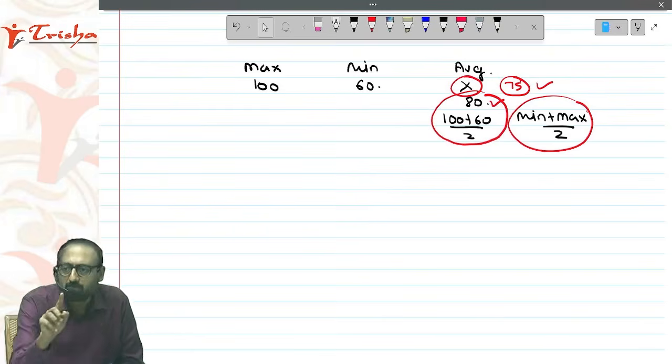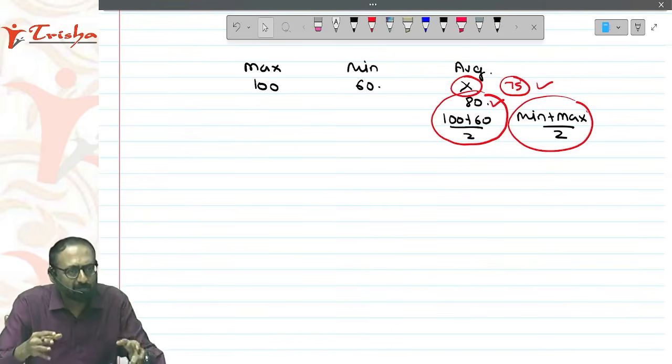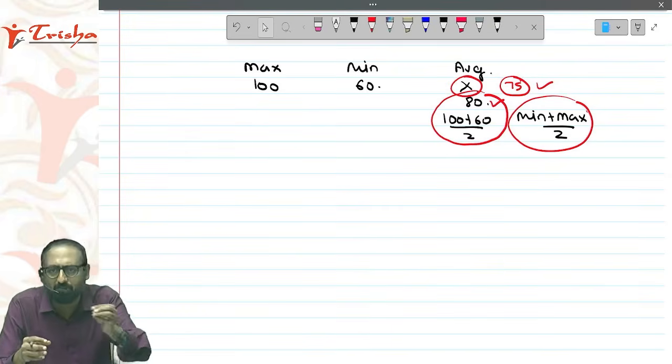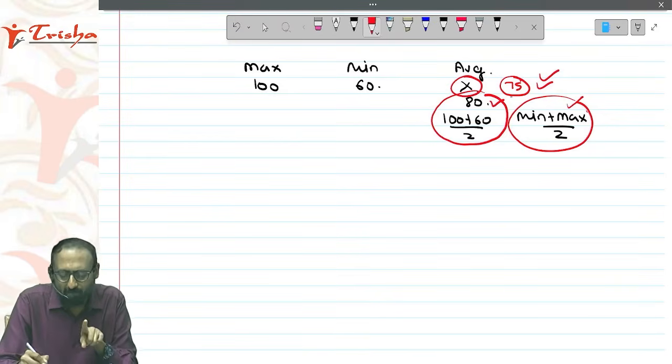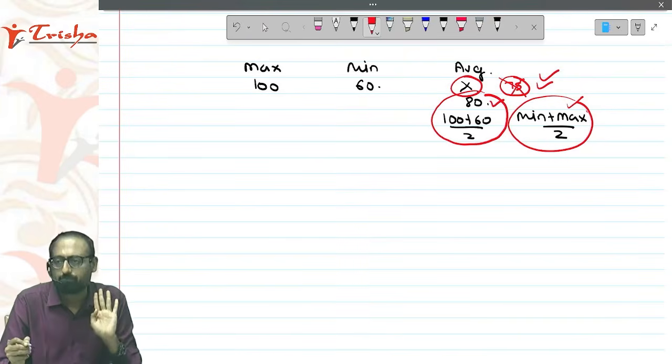Do you agree with this? If average consumption is given in a question, whatever figure they have given, 71, 72, 75, 80, 85, you will have to apply that figure. This formula will be applicable only if average consumption is not given.